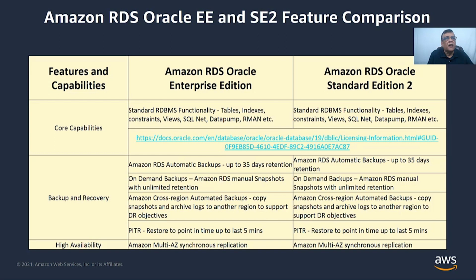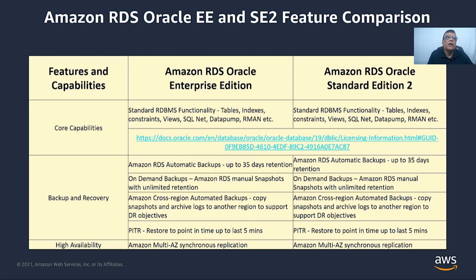Cross-region automated backups, in which the snapshots are copied along with the archive logs to another region, are also available in both editions to support DR configurations. The full backups, or the full copy of the database, would be taken using the snapshots, and the archive logs will be copied to another region where they can be used to recover the database to a point in time.